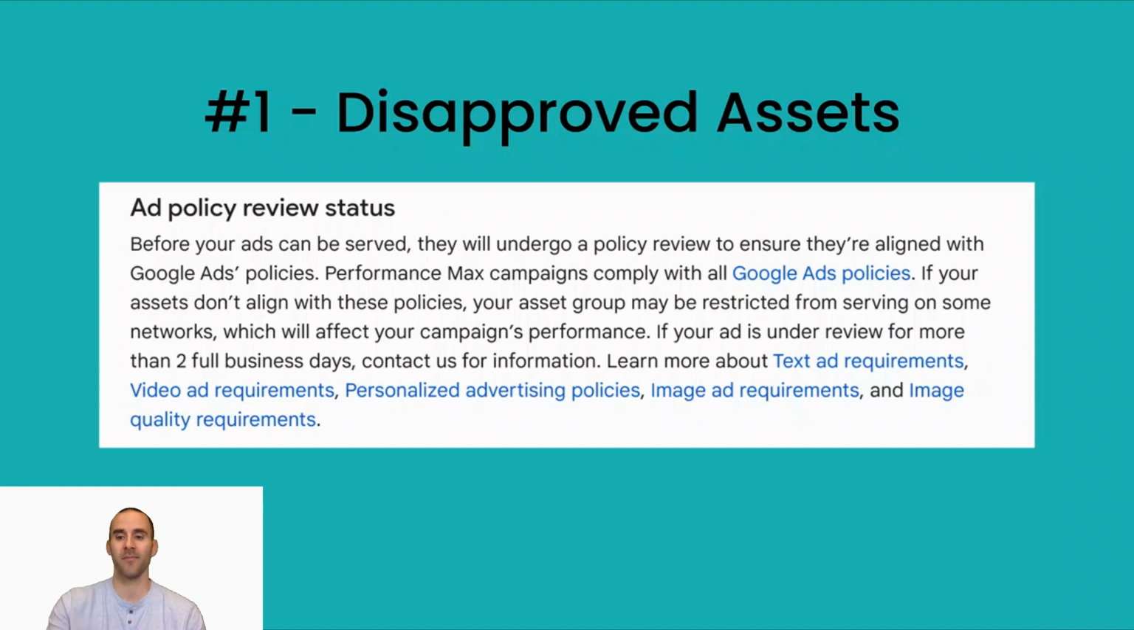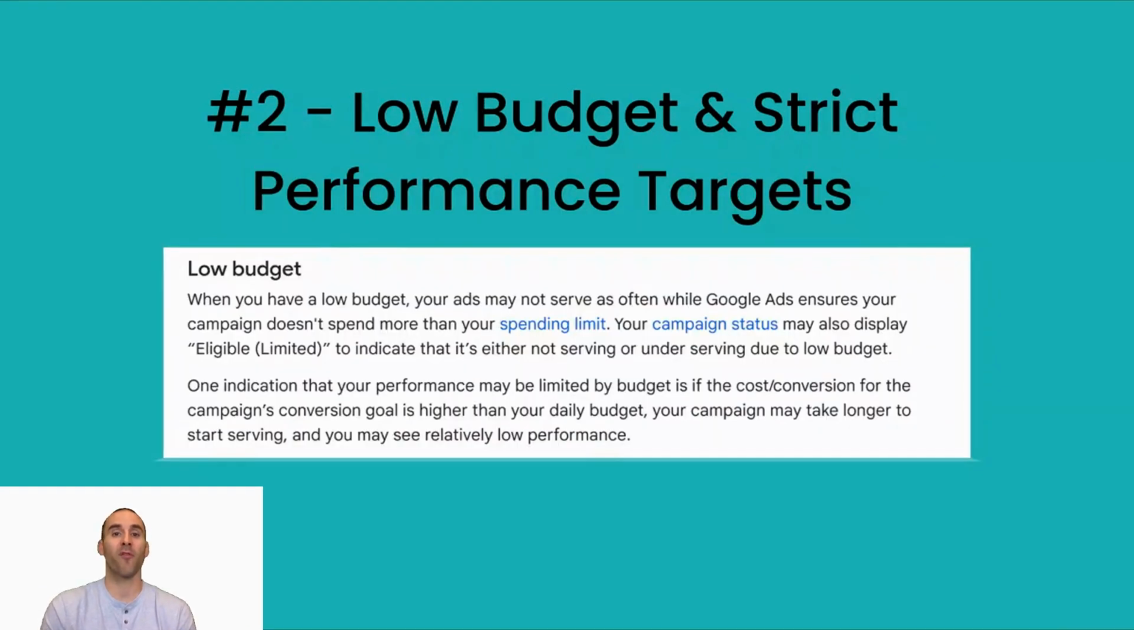The next reason why your Performance Max campaign might be slow to start is, quite frankly, you have too low of a budget, and you could have strict performance targets like target CPA or target return on ad spend enabled at the beginning that are causing the system not to be able to go out there and learn and grow.